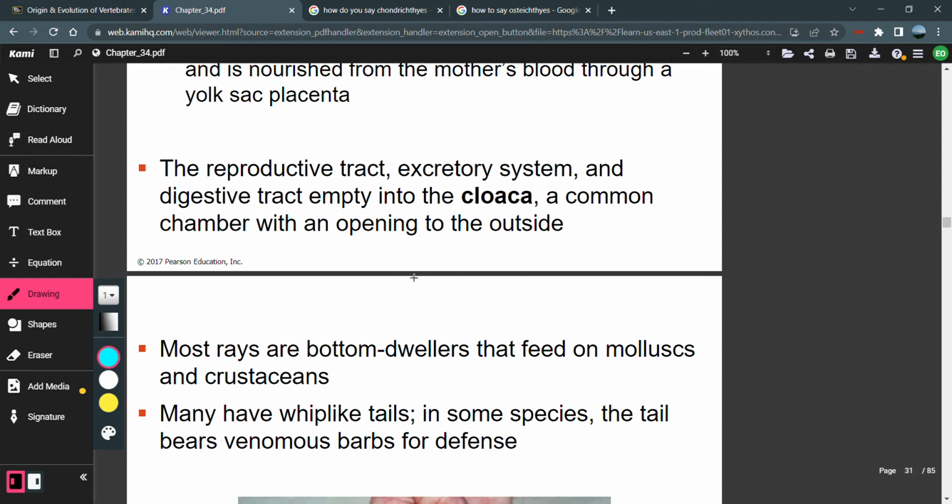The cloaca is a common exit hole that is used by three different systems: the excretory system, the reproductive system, and the digestive tract. That hole that serves three uses is called the cloaca, which you will find in charts. Moving on to the next one.